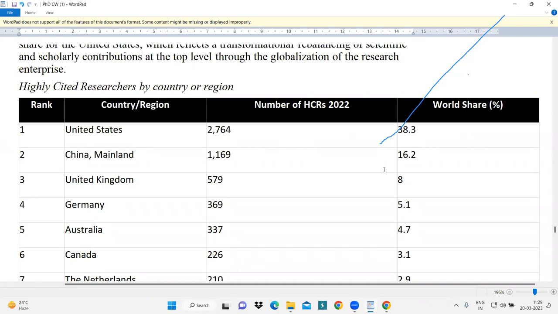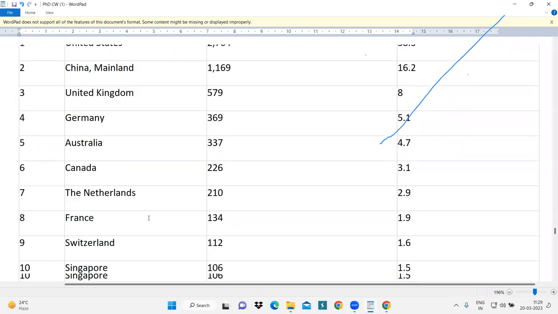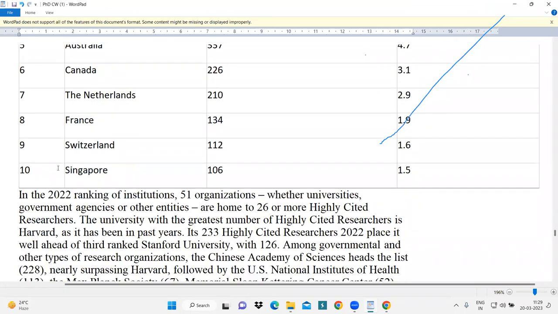Then comes China with 1,169. They are contributing 16.2%. United Kingdom is there, Germany, Australia, Canada. So among the top 10, we are not there.